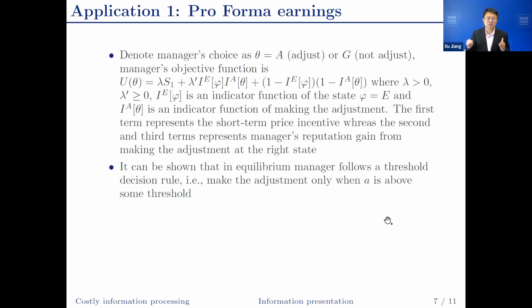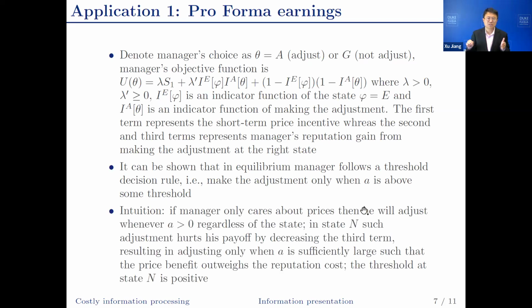It can be shown that in equilibrium, the manager follows a threshold decision rule, which means that the manager is going to make the adjustment only when A is above some threshold. Intuition is as follows. If the manager only cares about the short-term prices, then the manager is going to adjust whenever A is bigger than 0, regardless of state, because this will boost the short-term price, because there are inattentive investors who just take the performance disclosure at face value.